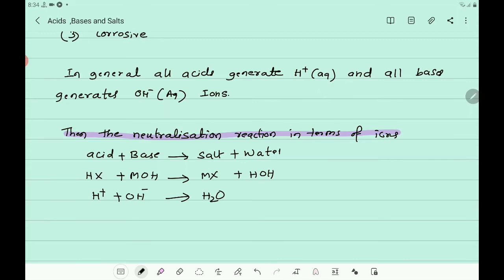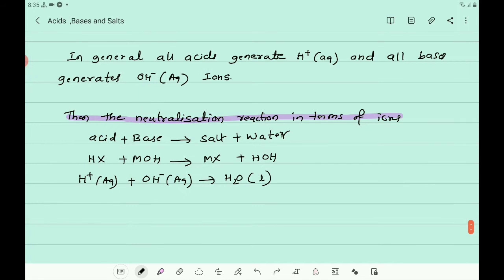Then here both are, you have to take aqueous only. Then you write H plus aqueous plus OH minus aqueous gives H2O, which is the liquid. That is, this is a salt, this is a water. Here water forms due to the reaction between H plus ion and OH minus ion. That is the neutralization reaction in terms of ions.